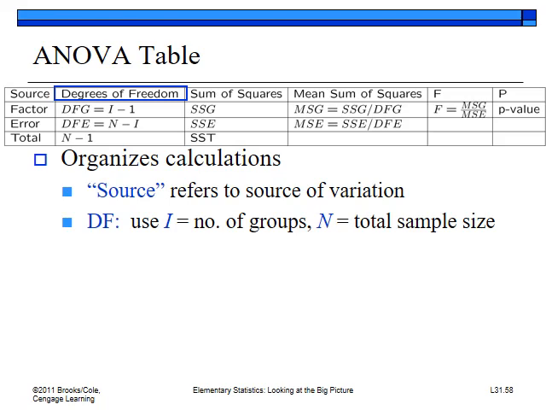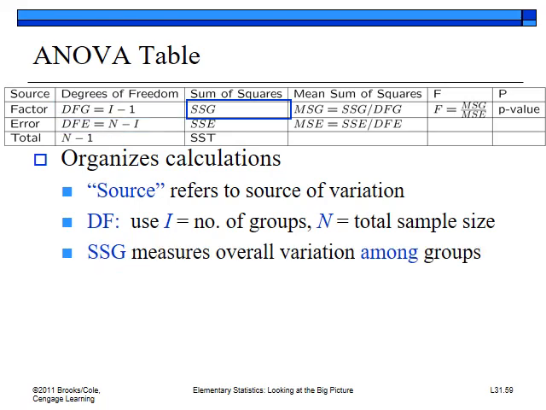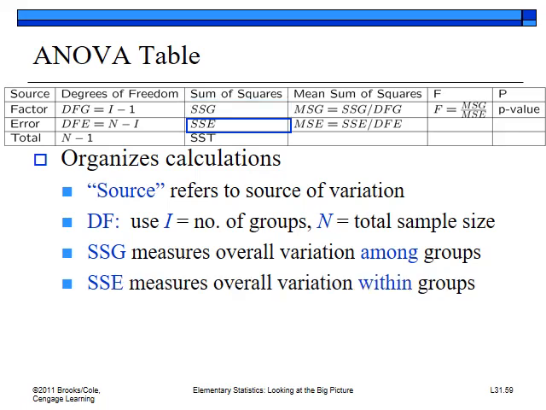Remember, the degrees of freedom computations are the DFG, that's the degrees of freedom among groups, is I minus 1, where I is the number of groups. And the DFE, that's the degrees of freedom for error, is N minus I, where N is the total number of individuals we're looking at. So DFG is I minus 1, DFE is N minus I. SSG is a measure of the variation among the groups. It's the sum of the squares for groups. The SSE is a measure of the variation within the groups. That's the sum of the squares of errors.